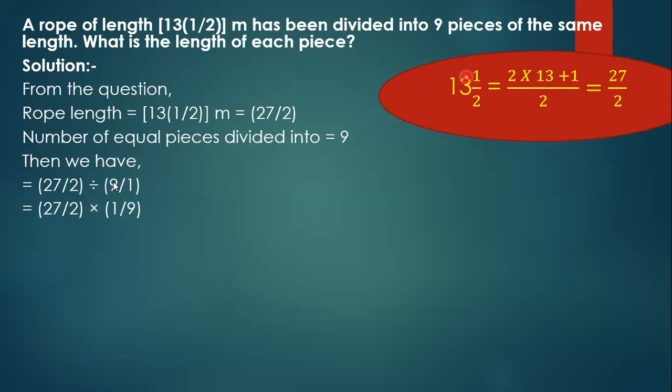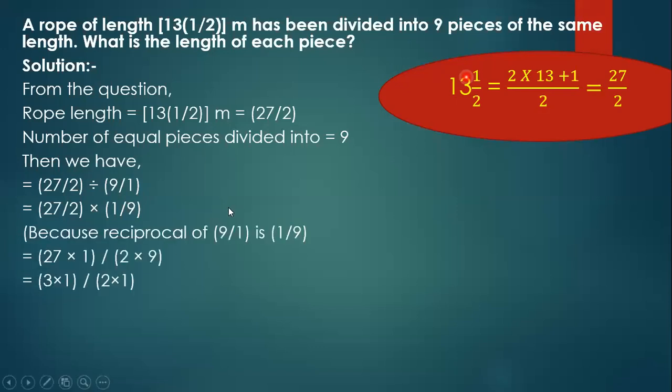9 is a whole number, can be written as 9 by 1. Reciprocal of 9 by 1 is 1 by 9. What we did? We kept the first fraction as it is, 27 by 2. Division gets changed to multiplication. And 9 by 1, we flip it over, we find the reciprocal, it will become 1 by 9.